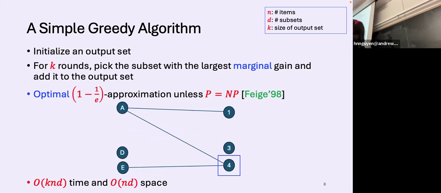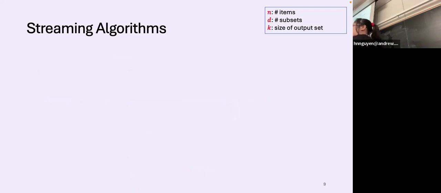So this is basically O(knd) time. I have k rounds, and I essentially have to go through my entire graph in each round. And for my space, it's O(nd) space. In general, this is a pretty nice algorithm. I have an optimal approximation factor, I have polytime, I have linear space. But the focus of this talk is, of course, can I do better than this? In general, we're going to try to focus on getting sublinear space. And this is going to bring us to the streaming setting.